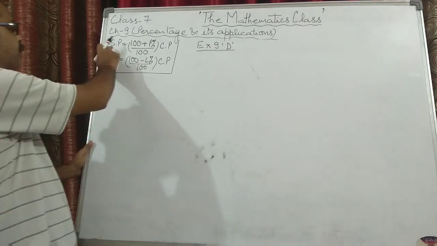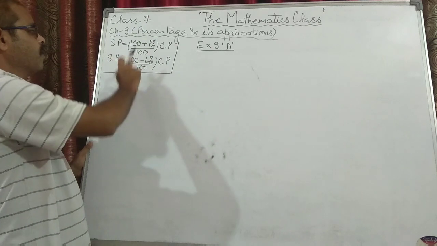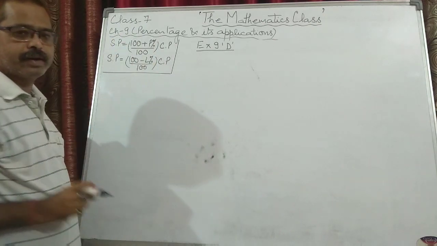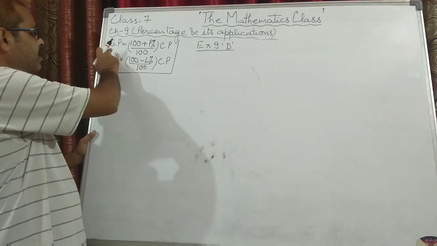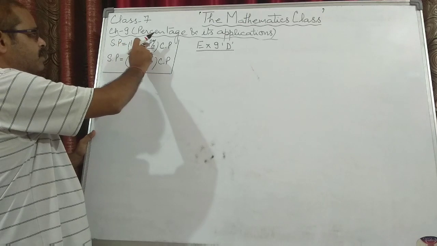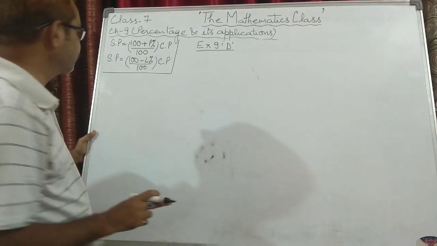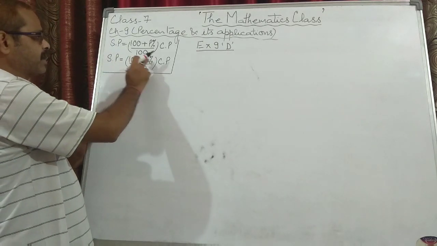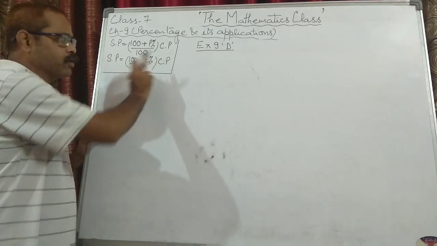Means either selling price or cost price will be given, and profit percent or loss percent or profit will be missing. Out of these three quantities, two will be given. You have to find the third quantity. What is the formula? Selling price is equal to 100 plus profit percent upon 100 into CP. If loss percent is given, then selling price is equal to 100 minus loss percent upon 100 multiplied by cost price.